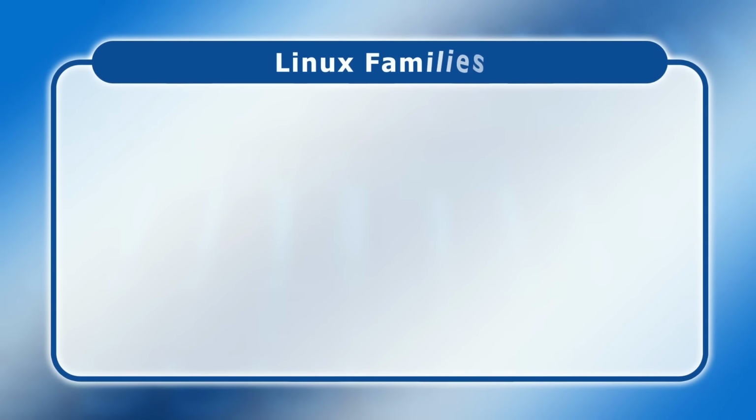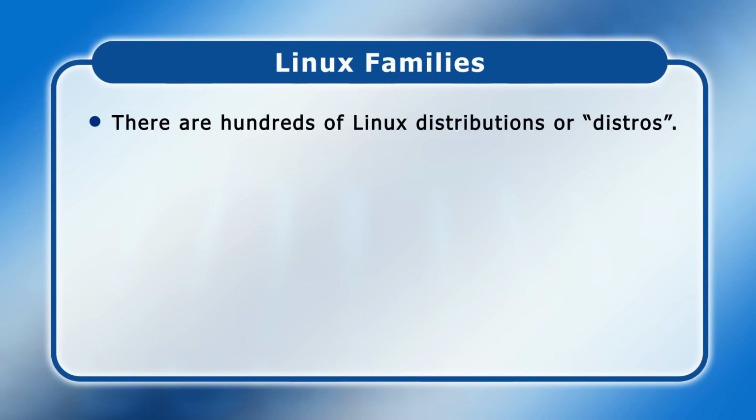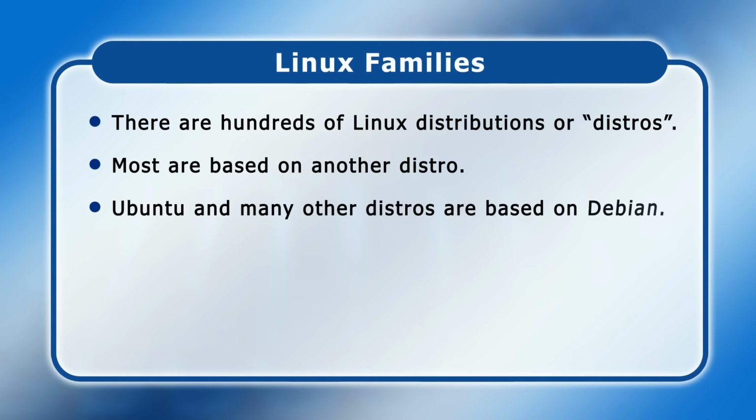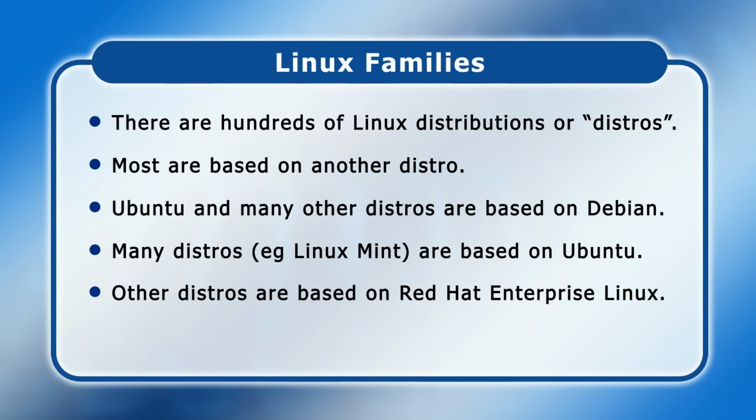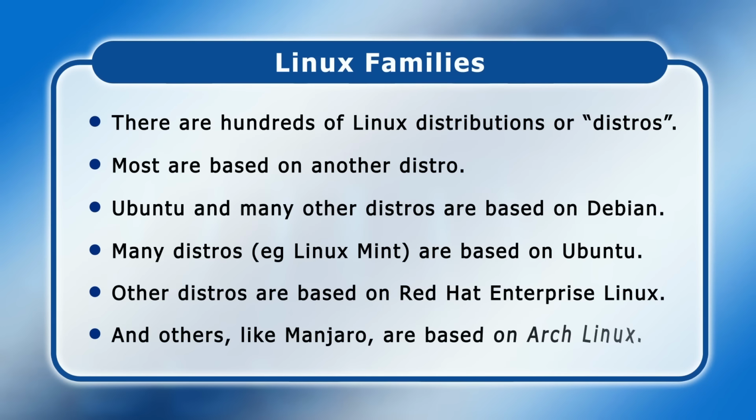As you're probably aware, there are hundreds of Linux distributions, or distros. However, most are based on another distro. For example, Ubuntu and many other distros are based on Debian. And, in turn, many distros, such as Linux Mint, are based on Ubuntu. So, there are loads of distros in the Debian Ubuntu family. Several other distros are based on Red Hat Enterprise Linux, whilst others, like Manjaro, are based on Arch Linux.